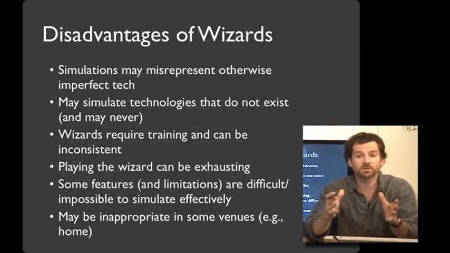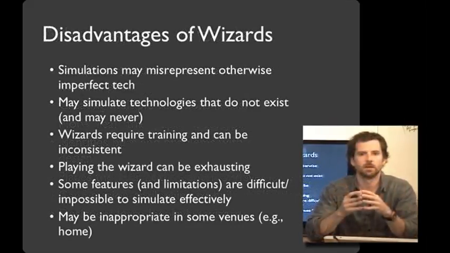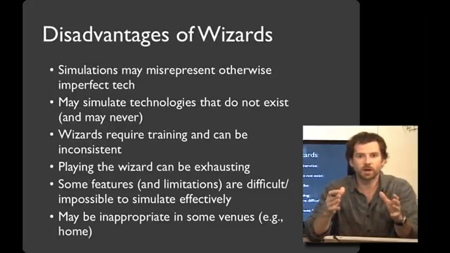But there are some disadvantages too. It can be easy to gloss over errors in technology that will ultimately come back to bite you, like speech recognition systems, for example. If at the end of the day you're going to have bugs in your speech system, you want to make sure that your Wizard of Oz prototype encodes what happens when the speech recognition screws up. Don't assume it's going to work perfectly all the time. Because if you're not careful, you can end up simulating a technology that doesn't exist and may never.